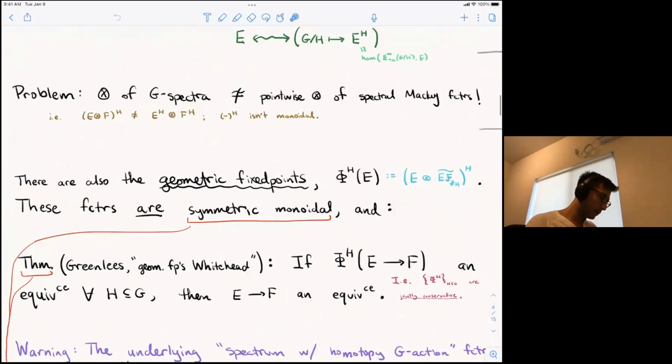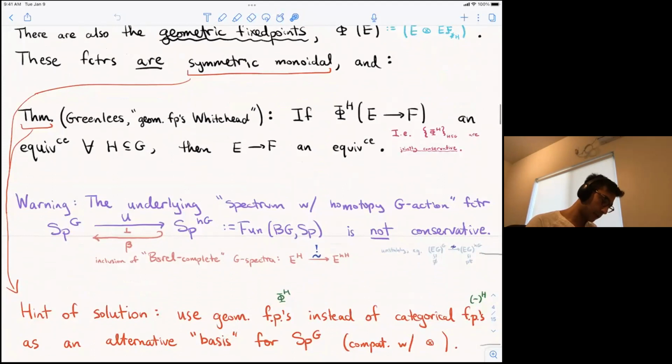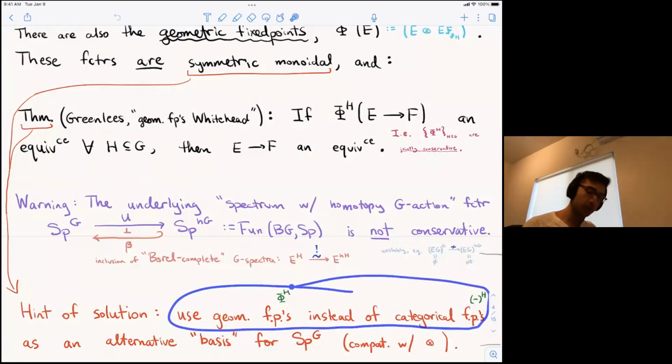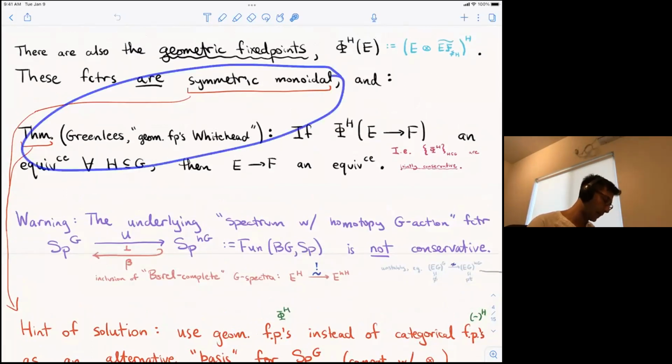So, right, we had this problem with the model by spectral Mackey functors, that it's not compatible with tensor products. And so what that suggests is a solution to this problem, that we might use geometric fixed points instead of categorical fixed points in order to give a presentation of the category of G spectra. You can sort of think of this as like two different bases of a vector space, but it's not just a vector space. It has a commutative multiplication, a symmetric monoidal structure, and this one is compatible with that in a way that this one is not really. So it's like the structure constants are simpler. Okay, so these two facts together suggest a hint of a solution.